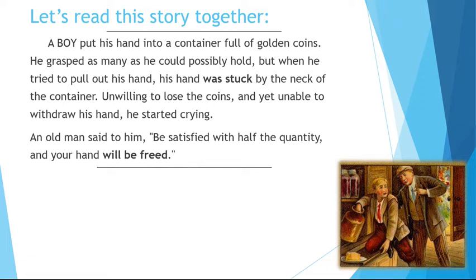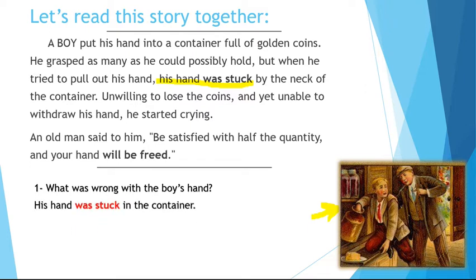Let's try to look at these couple of questions. What was wrong with the boy's hand? As you might see through the text, it's already in bold. It says that his hand was stuck. So the boy's hand was stuck inside the container and he couldn't take it out. So his hand was stuck in the container.